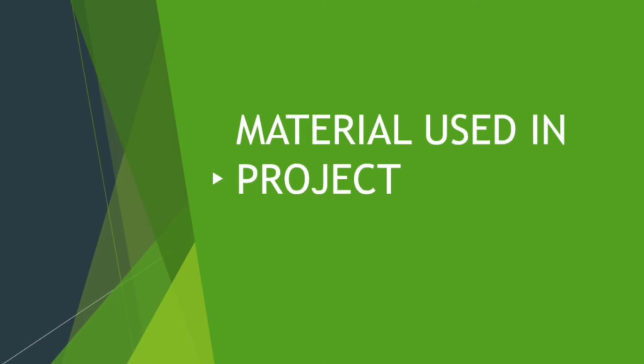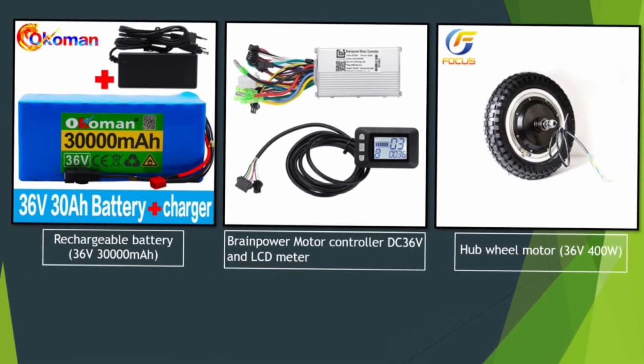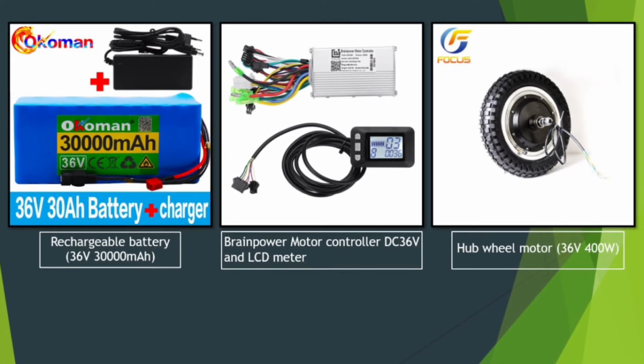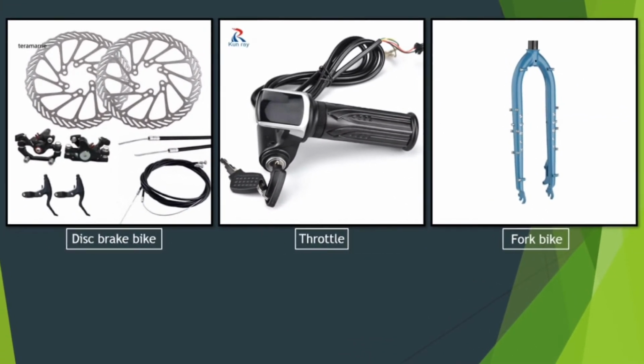Material used in project. Rechargeable battery, prime power motor controller, DC 36 volt and LCD meter, hub wheel motor, disc brake bike, throttle and fork bike.